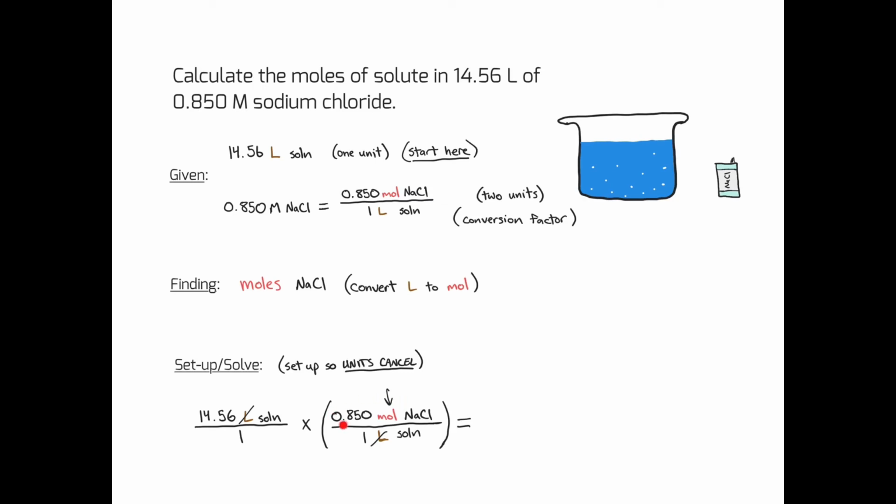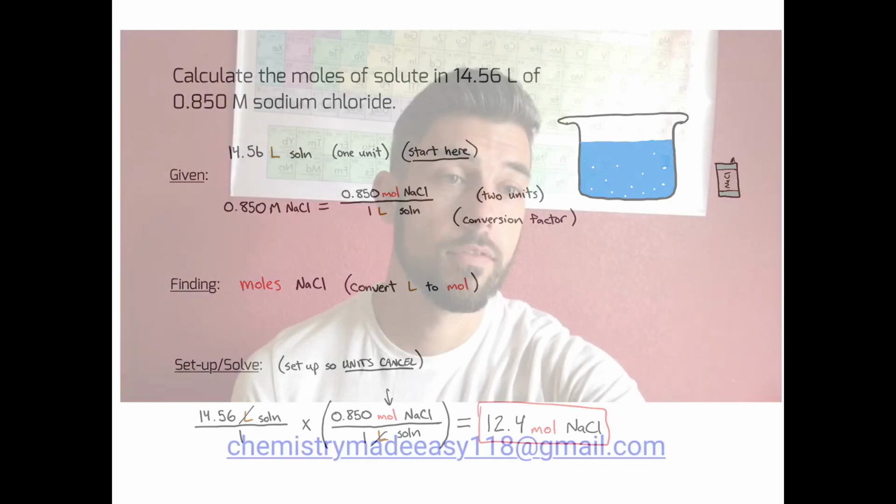Since moles of NaCl is what we're trying to find, we can go ahead and calculate. So we multiply 14.56 times 0.850, and what we get is 12.4 moles of NaCl.